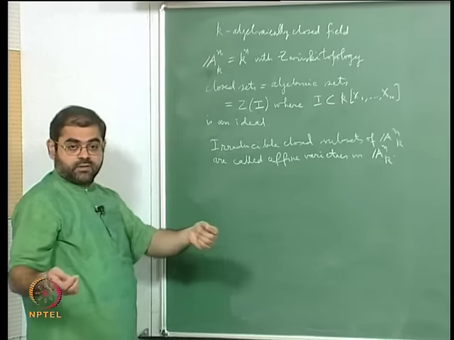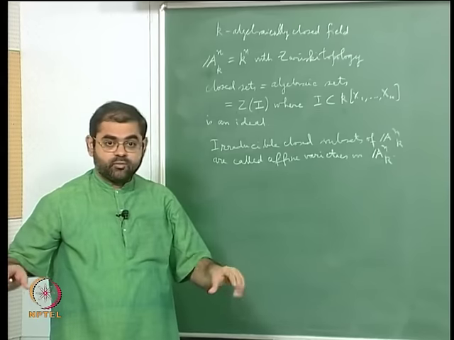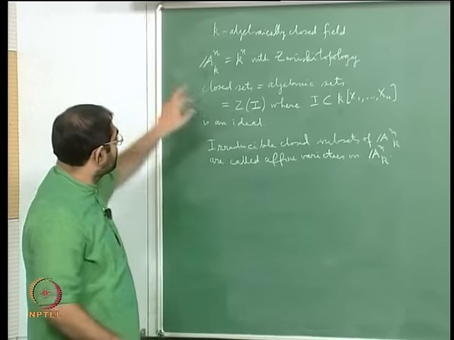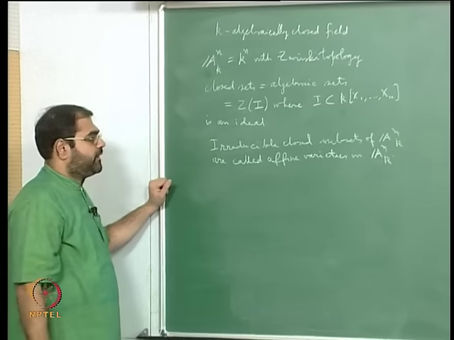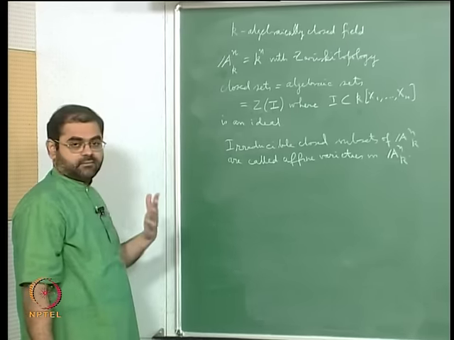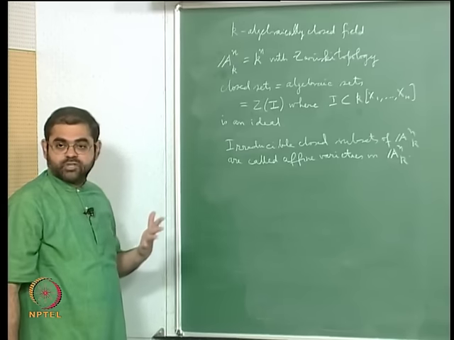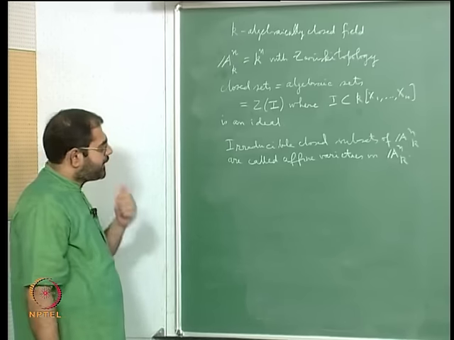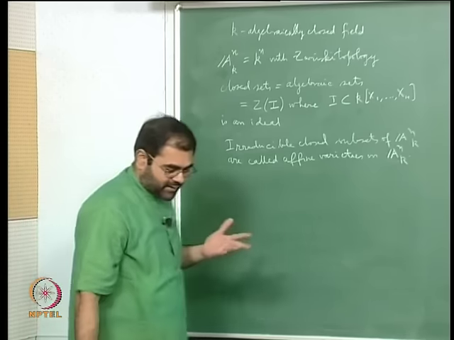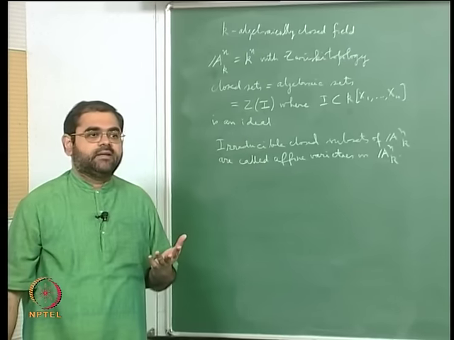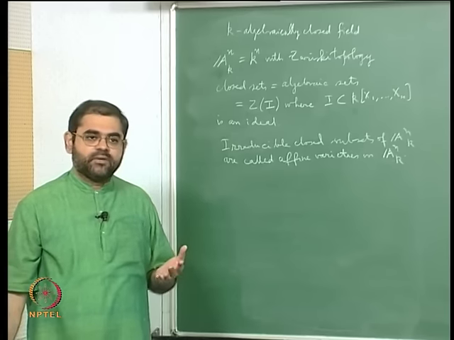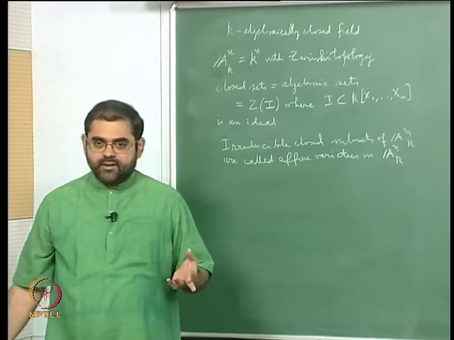Hausdorffness means that you give me any two points, you can find open sets small enough such that they contain those two points and they don't intersect. So this is highly non-Hausdorff. But still, that doesn't deter us from doing good geometry, okay. That's the point. And of course there are other nice things. For example, the continuous image of an irreducible set is again irreducible. This is proved in exactly the same way as you prove that the continuous image of a connected set is connected, okay.